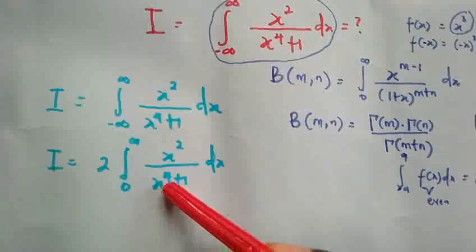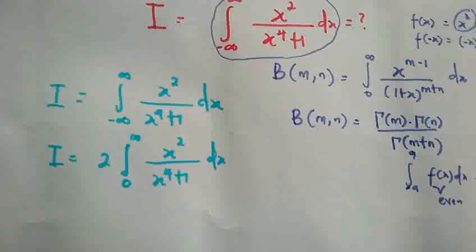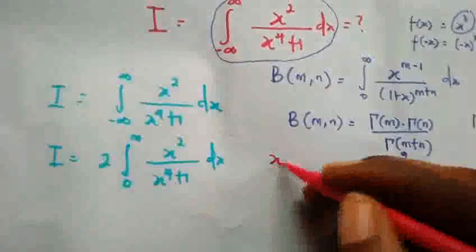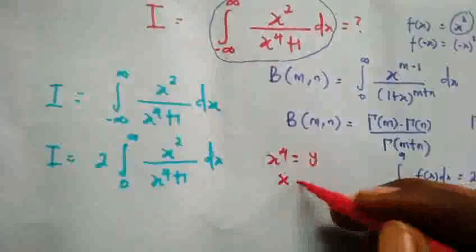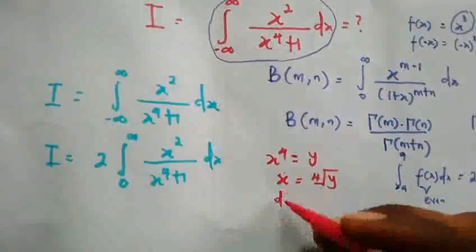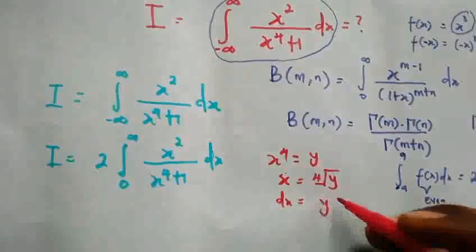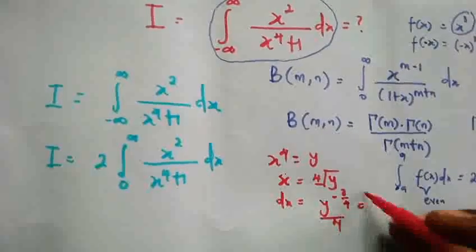So we can make a substitution by taking x raised to power 4 equals y. Now we have x raised to power 4, making the substitution, equals y. We all know that x is equal to the 4th root of y. Then dx is going to be y raised to negative 3/4 all over 4 dy.